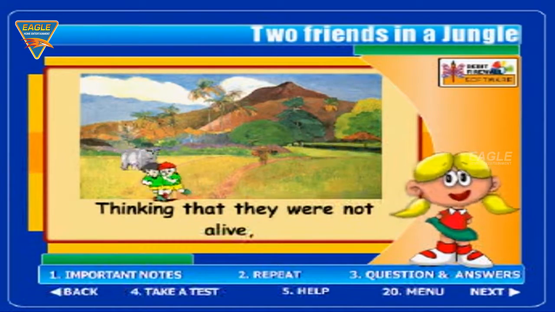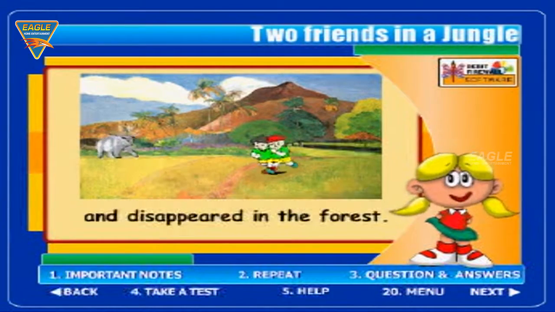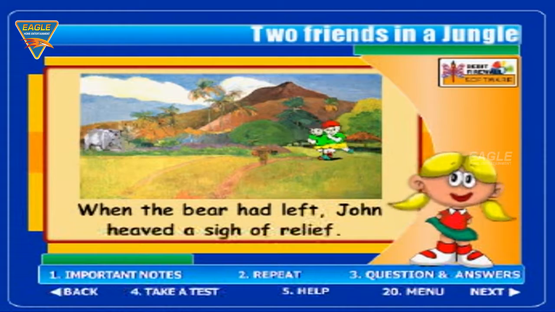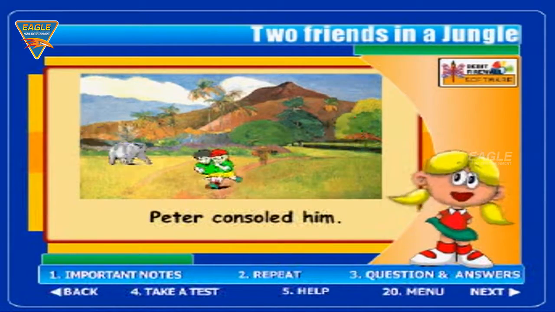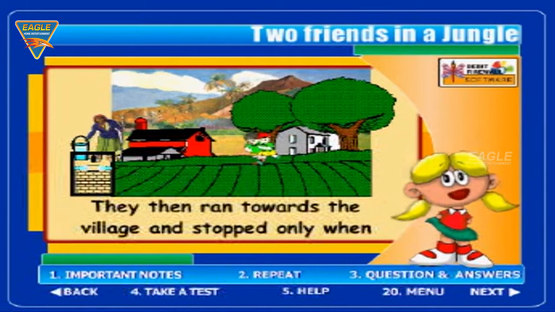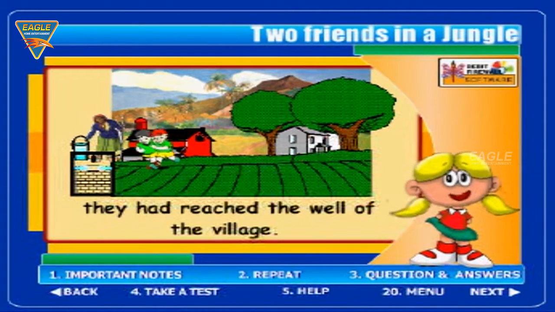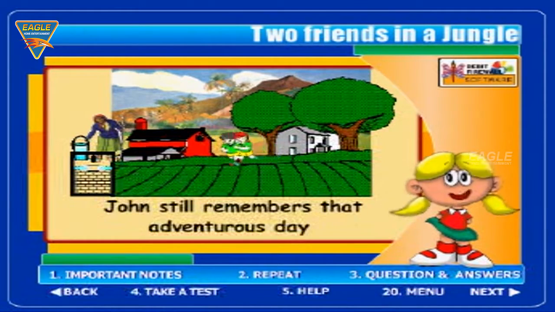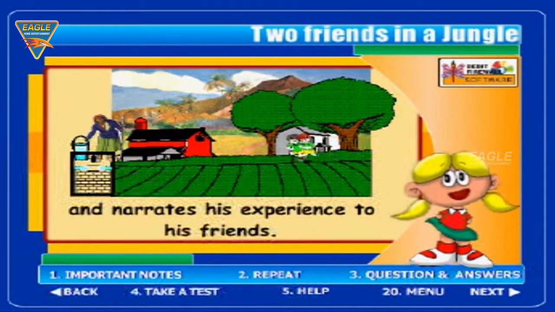Thinking that they were not alive, the bear walked through the dense bushes and disappeared in the forest. When the bear had left, John heaved a sigh of relief. Peter consoled him. They then ran towards the village and stopped only when they had reached the well of the village. The women present near the well gave them water and took them home. John still remembers that adventurous day and narrates his experience to his friends.